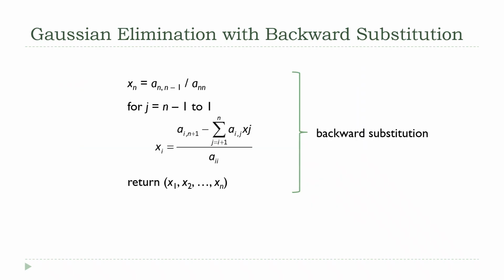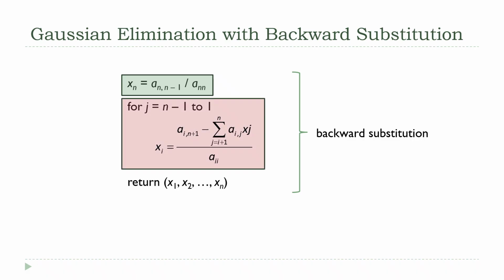At the end of that part of the algorithm, the matrix is in the row echelon form, and we can work through the backward substitution part to get the final solutions. So this starts by calculating the value of x sub n, then it loops backwards through the remaining equations, calculating each result using the formula we developed on the last slide, and of course finally it returns the final result.